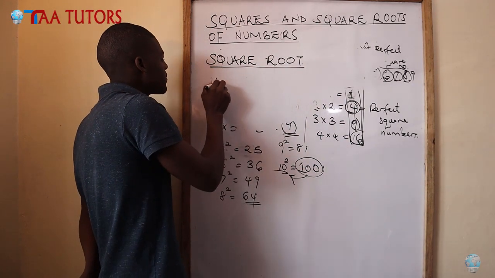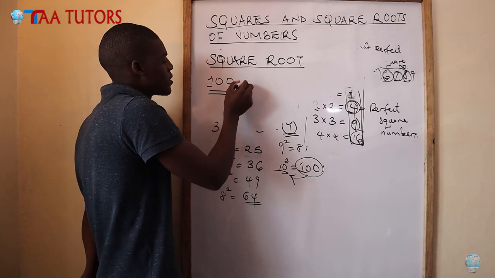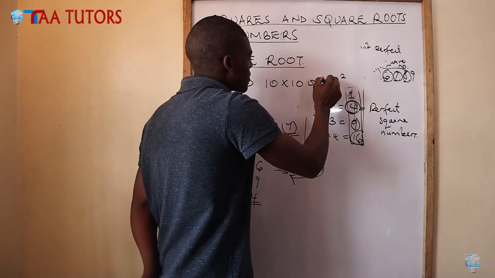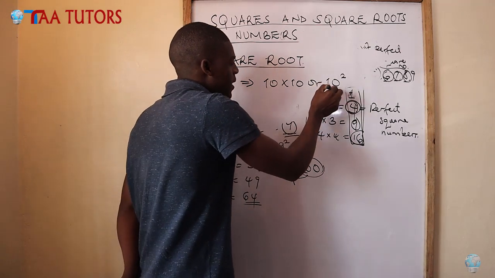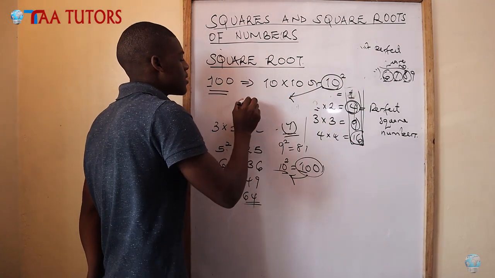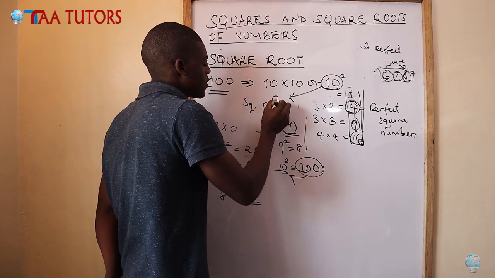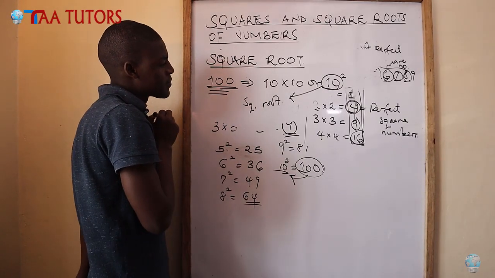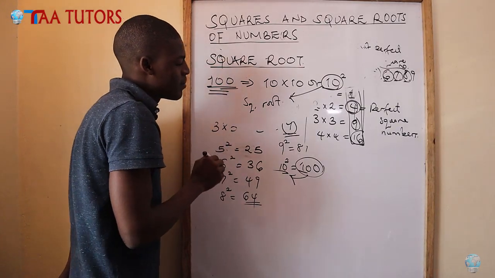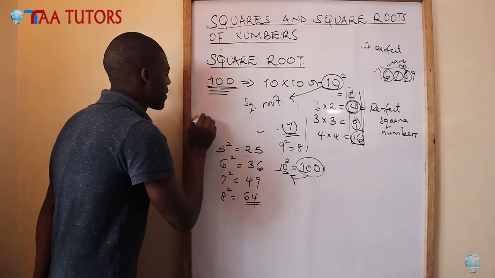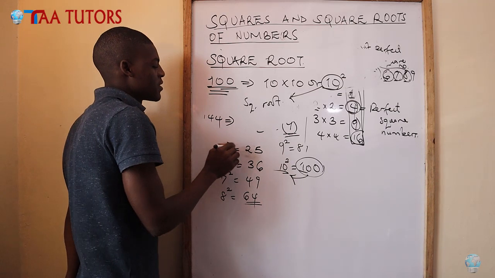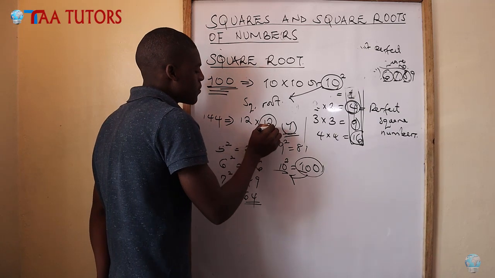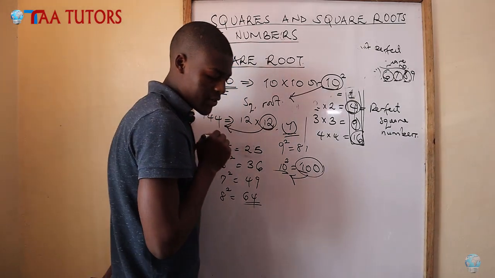When we have 100, we know that this 100 was gotten by multiplying 10 by 10. Or we write it this way, 10 squared. Now, this 10 is what we call the square root, because it is the number we are multiplying by itself to get 100. We have other examples. When you have a number like 144, we know that 144 comes from 12 times 12. Now 12 becomes the square root of 144.